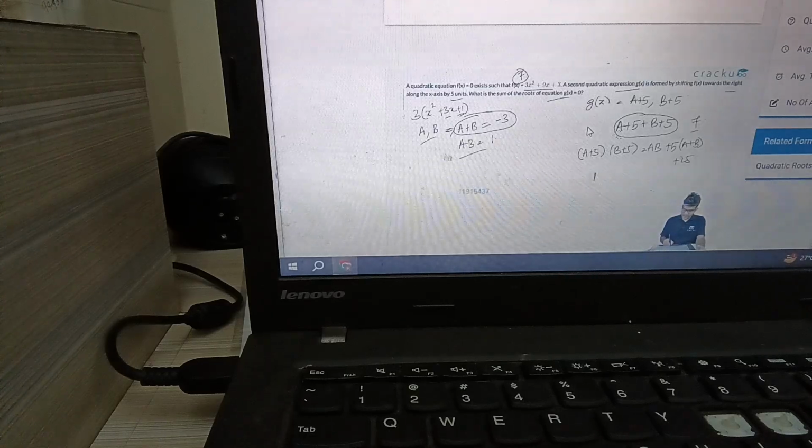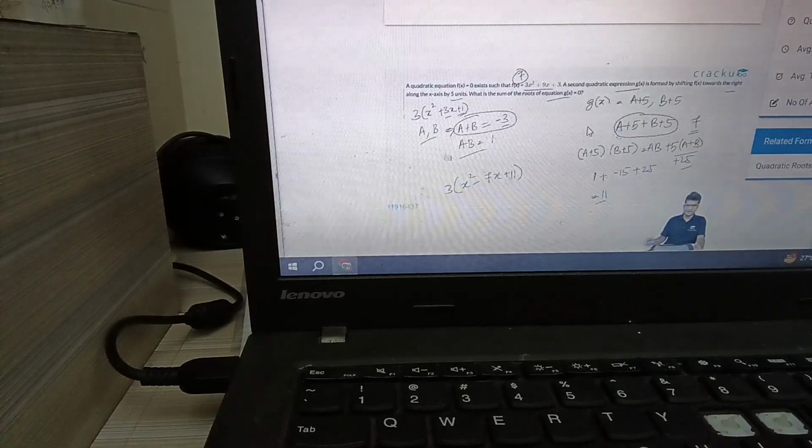That is equal to 1 plus 5 times a plus b will be 5 into minus 3, which is equal to minus 15 plus 25. So the product of the roots is 25 minus 15 is 10 plus 1 is 11. So the new quadratic equation will be 3 times x squared minus sum of the roots, which is 7x, plus the product of the roots, which is 11.